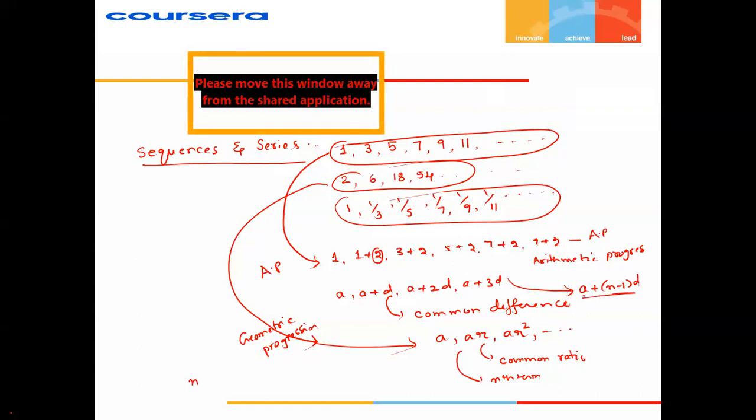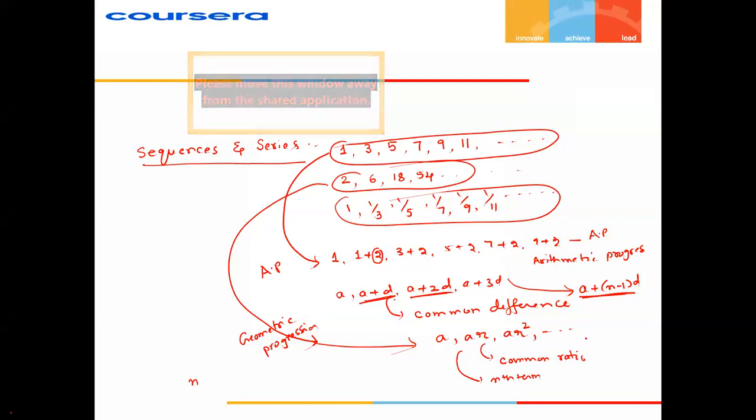We can check it if we want. If we want the second term, that is n equal to 2, then 2 minus 1 is 1, so A plus D. If we want the third term, that means n equal to 3, and 3 minus 1 is 2, right? So in the second case, it is A into R power n minus 1.